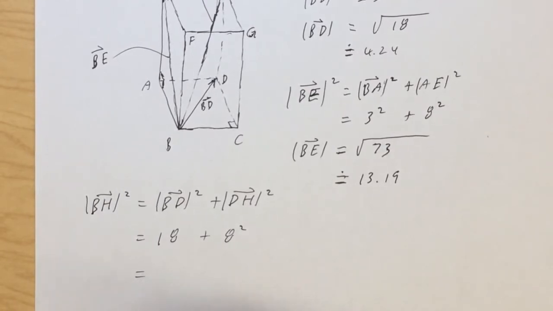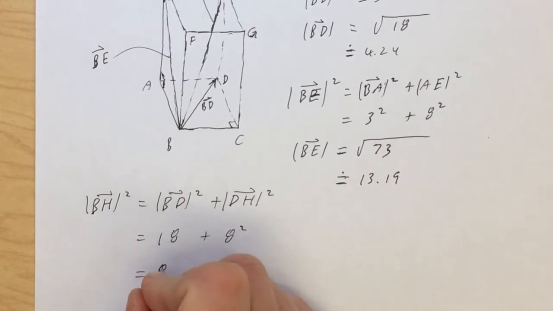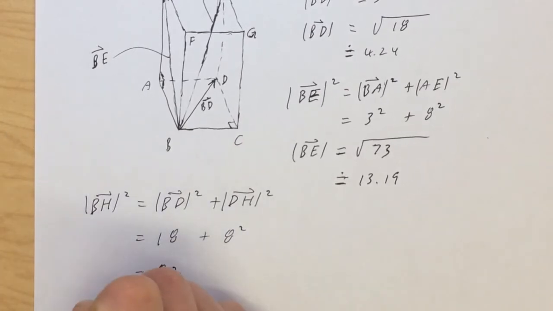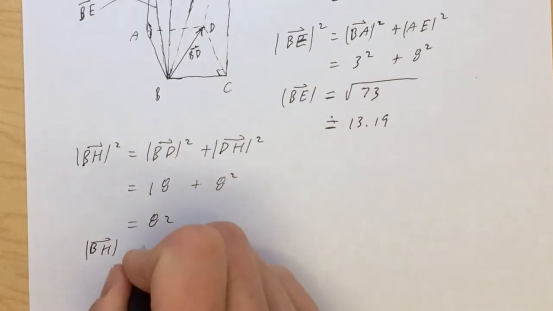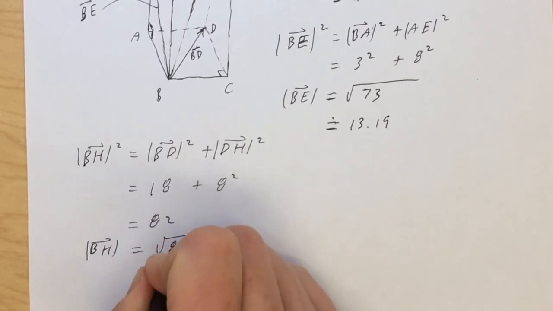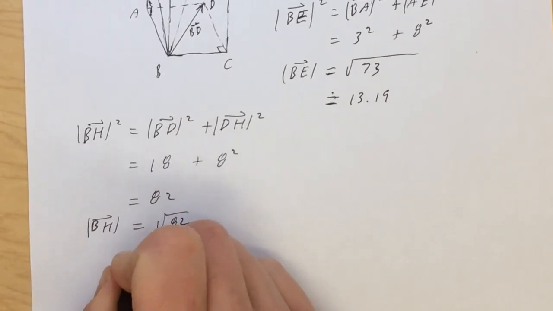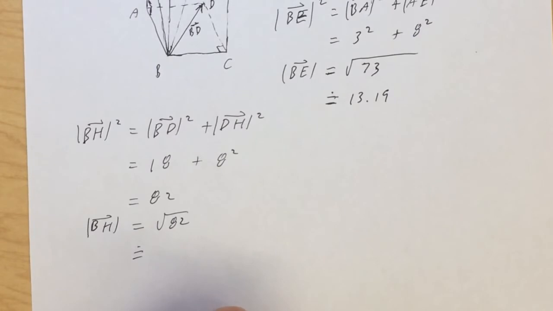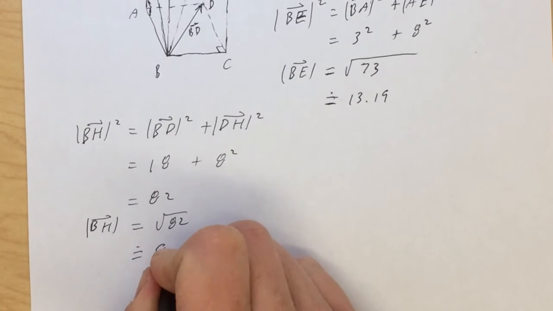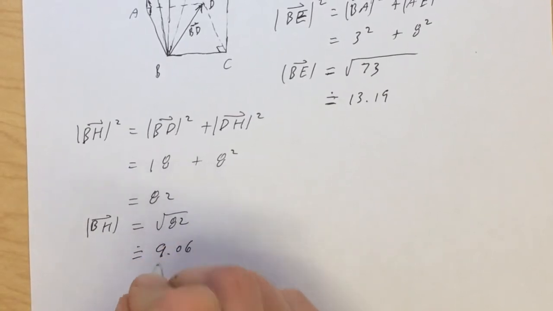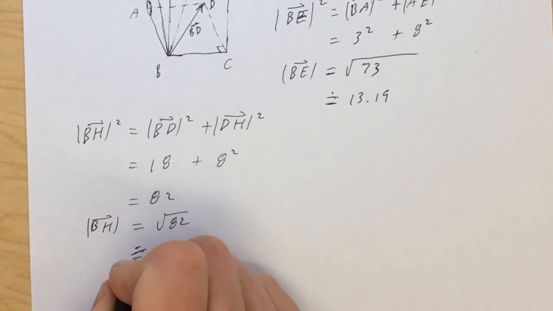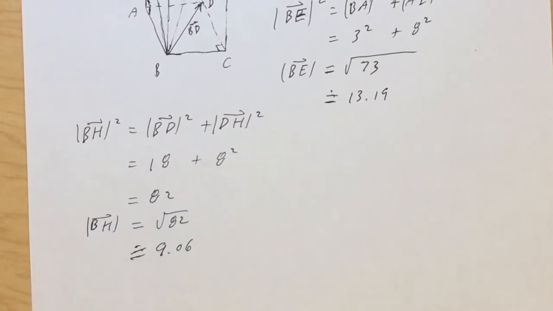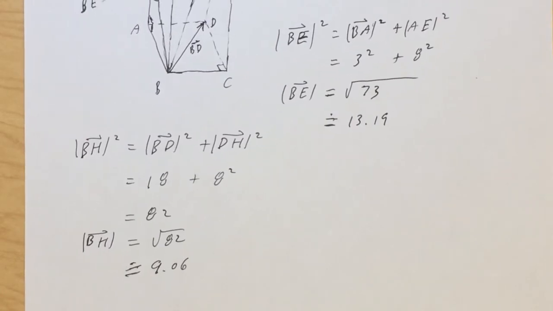Pardon? 82. Okay. So then magnitude of BH is square root of 82, which is approximately, pardon? 9.06. Anybody else confirm that? Yeah. Okay, good. Okay. So that's a little bit of a 3D problem.